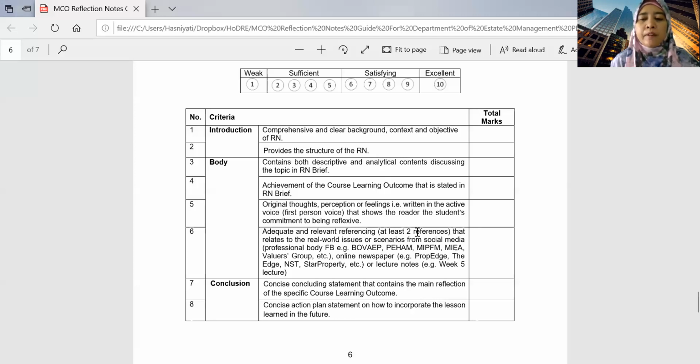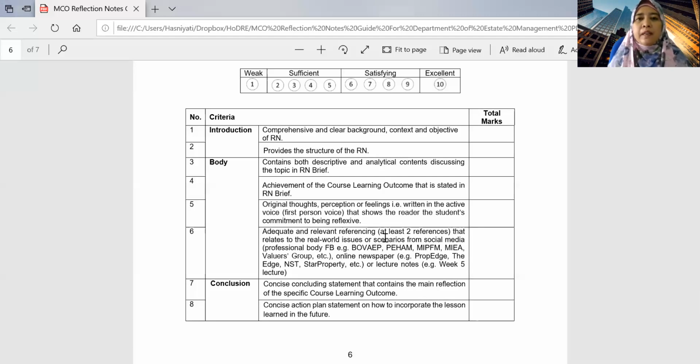They are informal references. So it could be easy for you, because you may use references related to real world issues or scenarios that you get from social media. For instance, what kind of social media pages? Professional bodies' Facebook, such as the BOVIAP, PHAM, MIPFM, MIEA, Valuers Group. So make a point from now to go on Facebook and visit all these professional bodies to find anything that is related to what you are learning under your own course.